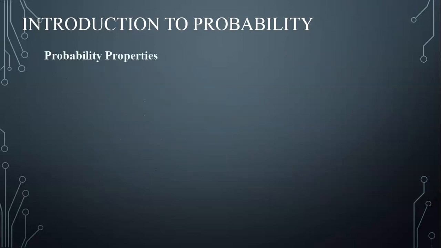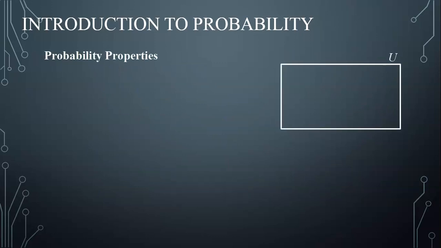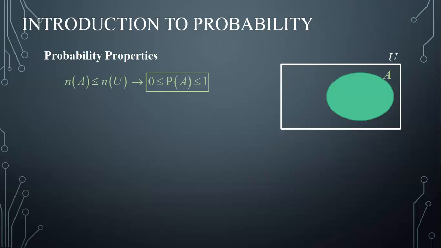Now let's discuss some probability properties. Given a sample space U of a random experiment, we consider an event A of that random experiment, which is a subset of U. As A is a subset of U, its cardinal is smaller than the cardinal of U. Therefore, the probability of an event is a number between 0 and 1. It's positive as we're counting elements, so that cannot be negative, and smaller than 1 since A has fewer elements than U.